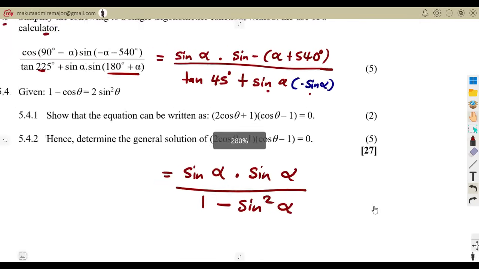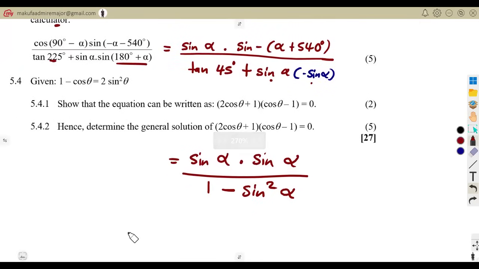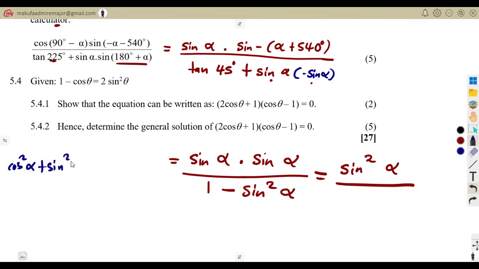It becomes interesting as we are at this stage because we can see that this is a product. Sine times sine, which is sine squared. So we are going to have sine squared alpha over what? 1 minus sine squared alpha. Remember from your Pythagorean identities, the cos squared of alpha plus the sine squared of alpha is equal to 1. So in order for us to have 1 minus, we have to take the sine to the other side. So meaning to say you remain with what?